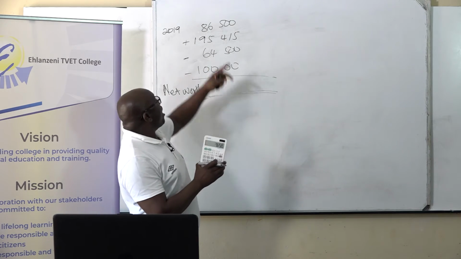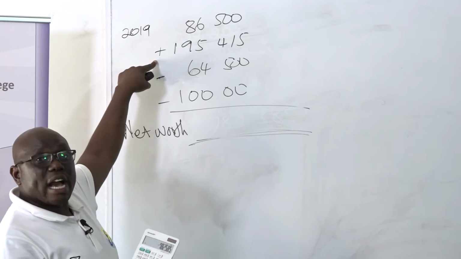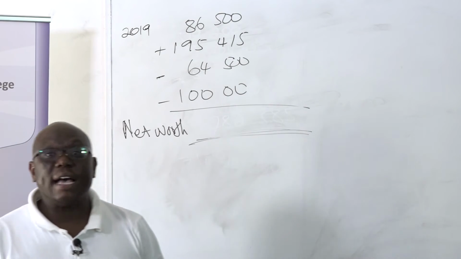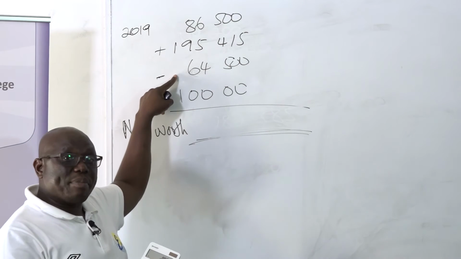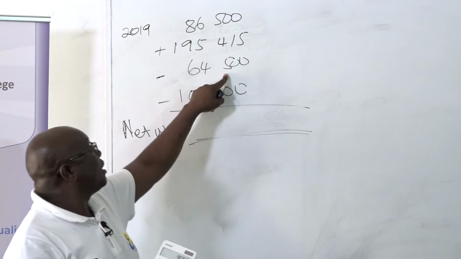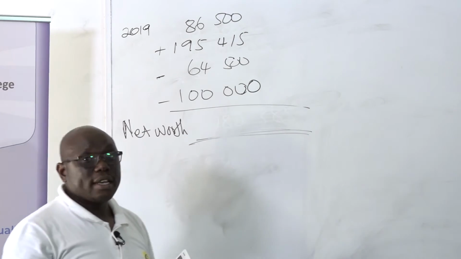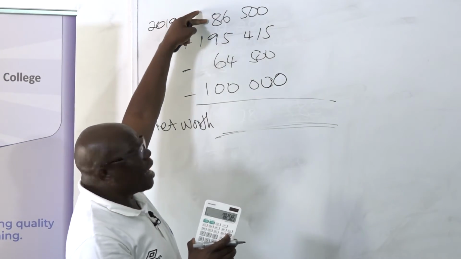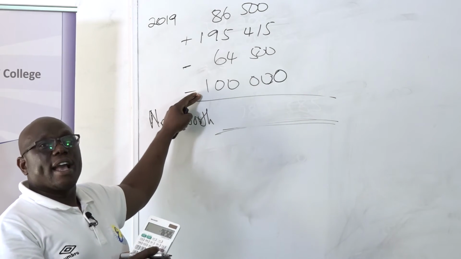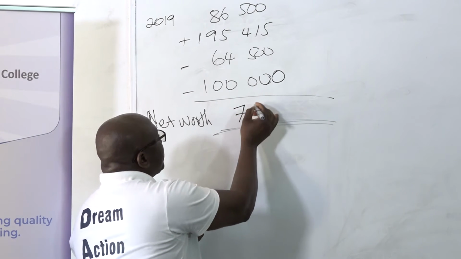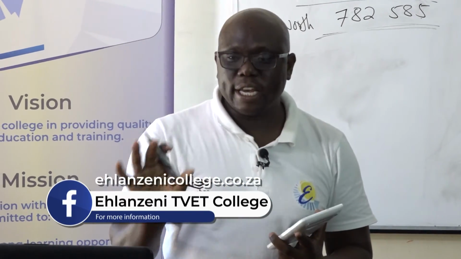For 2019, we have our fixed assets of 86,500 rand. We add our current assets, which is 195,415, and then we subtract our current liabilities, which is 64,500, and then our long-term liabilities, which is supposed to be 100,000. The sum of all this, fixed assets plus current assets less the current liabilities and less the non-current liabilities, gives us a net worth of 782,585. This is our net worth for this business.